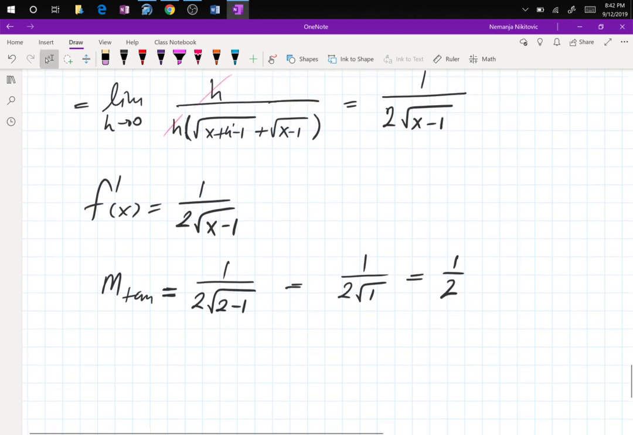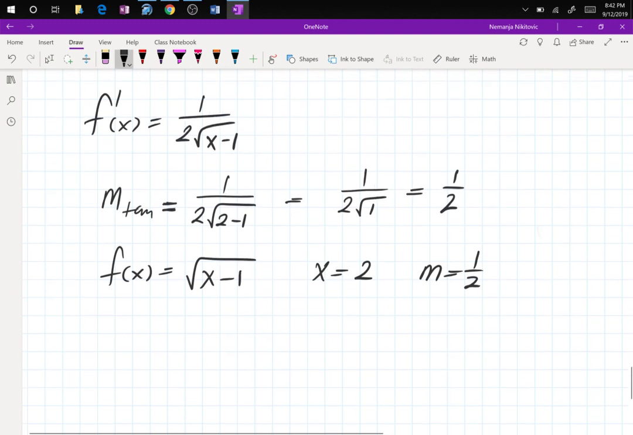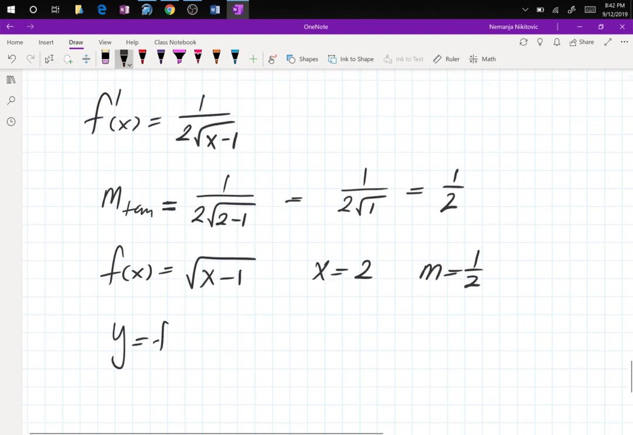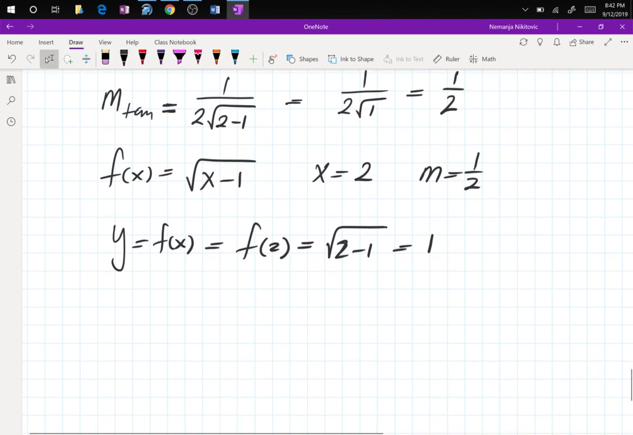All right, guys. So what do I have? I have a function f of x, which is given as square root of x minus 1. I have a point x, which is 2, and I have slope of 1/2. We know that y is f of x, and in our case, I need to calculate f of 2. So that's going to be square root of 2 minus 1, which is 1. And the specs for the line are the point (2, 1) and the slope of 1/2.